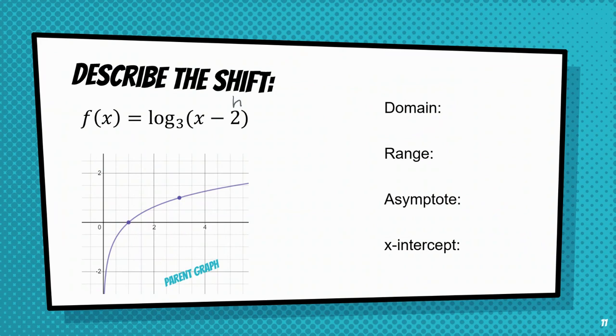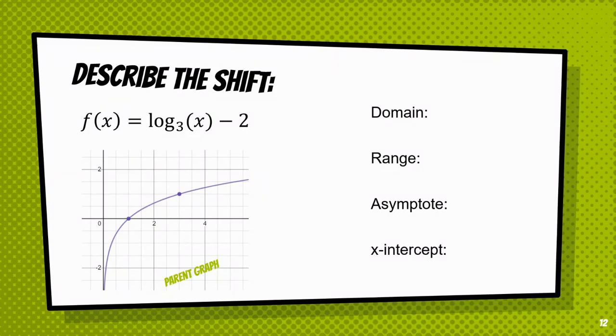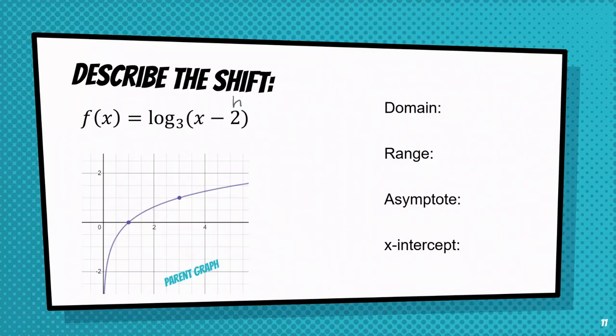Unfortunately, the equation doesn't match the graph, and I don't know why. Oh, maybe because I can't read. This is the parent graph. Hey guys, reading is super important. And so this is a shift of that. So it would be shifted 2 to the right.